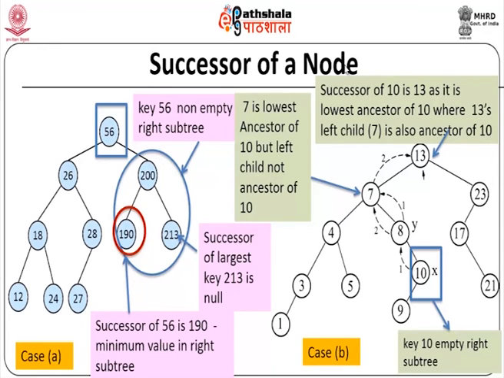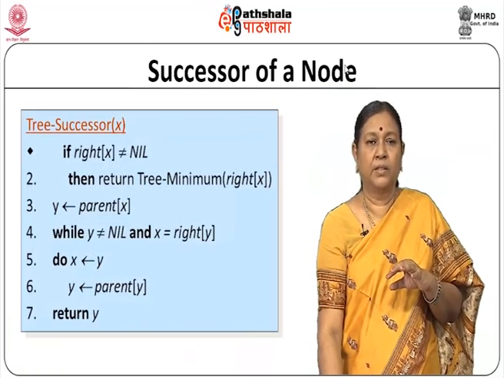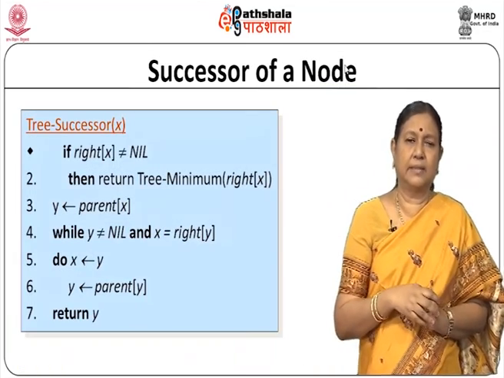This is a little interesting case, different from case A. Case A is sort of direct: you find the minimum element. Case B is not like that. You have to go up the tree and find the ancestor, and the ancestor you find must have a left child that is also an ancestor of 10. So, that is the successor of a node, and this is the tree successor algorithm.